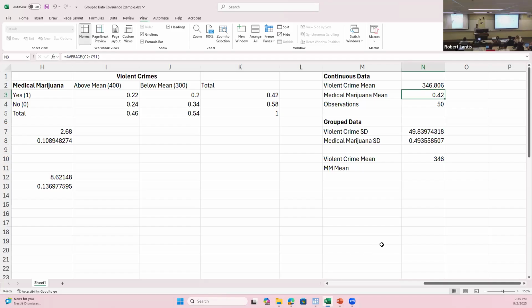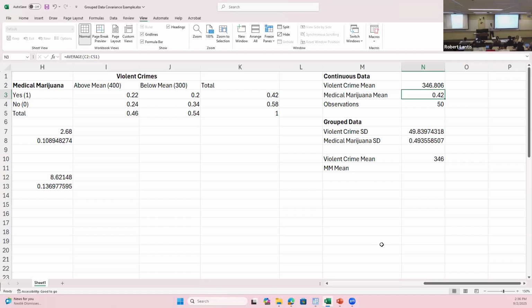What do I then need to do? Looking at a joint probability table, what's the likelihood I see these deviations? I need to multiply it by the probability that I have this above-mean 400 violent crime rate, and I have medical marijuana legalized. So I need to multiply it by 0.22. And I'm going to add to that. What's the next possible combination of these two variables?